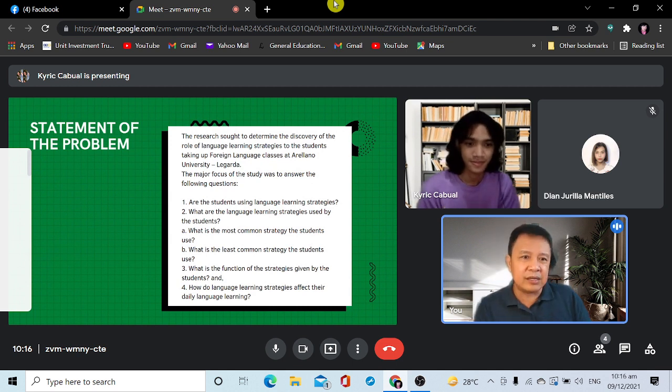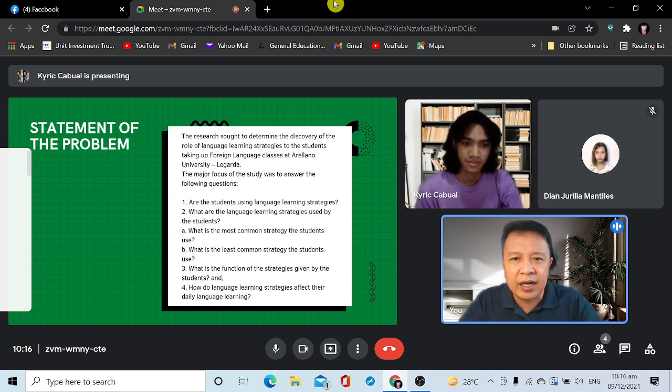Okay, actually, the rest of the questions are already minor. You've already answered one of them, which is the method of the research. You're going to use quantitative research. And then aside from that, what particular instrument are you going to use? Which is also important and crucial in your research.